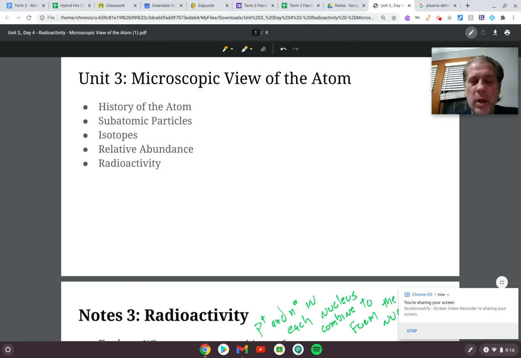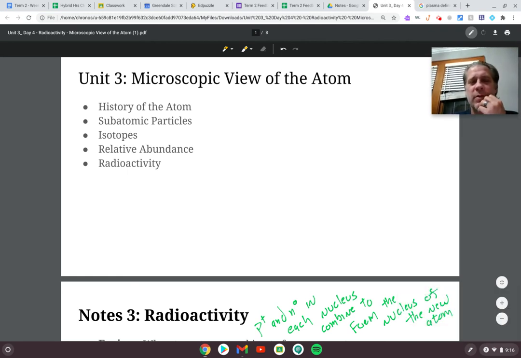Hi, and welcome to the third set of notes for Unit 3, which I've called the microscopic view of the atom, and I believe Miss E and Miss Ham might refer to it as how we know or what's inside the atom. But you're going to be really looking for Notes 3 in your note packet.